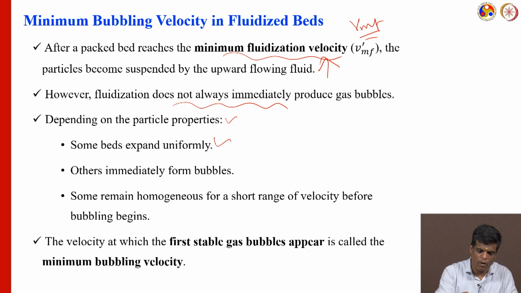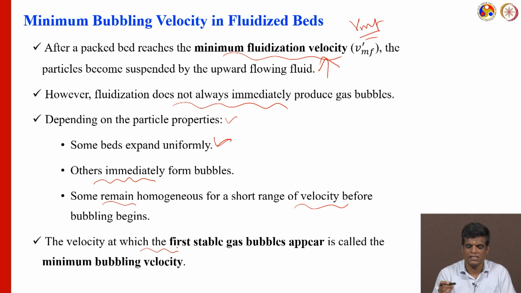So, definitely the particle properties determine whether the bed expands uniformly. Some others immediately form bubbles, in some types of reactors. Some remain homogeneous for a certain time over a short range, and then bubbling starts. So, definitely the velocity at which the first stable gas bubble appears is called the minimum bubbling velocity. So, the first stable gas bubble that appears, we call that the minimum bubbling velocity.